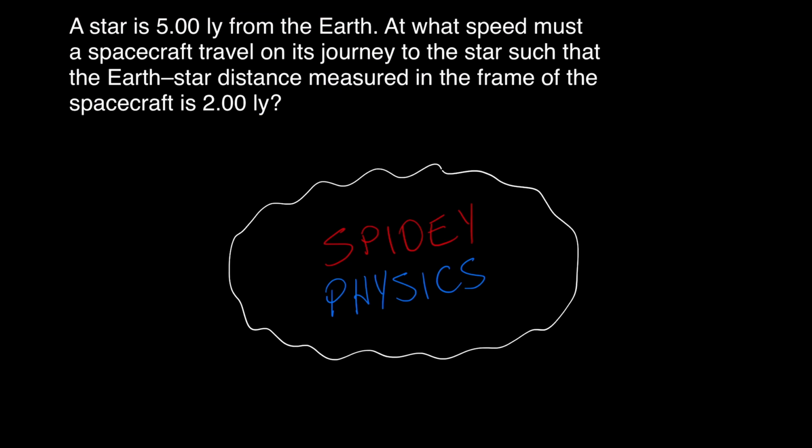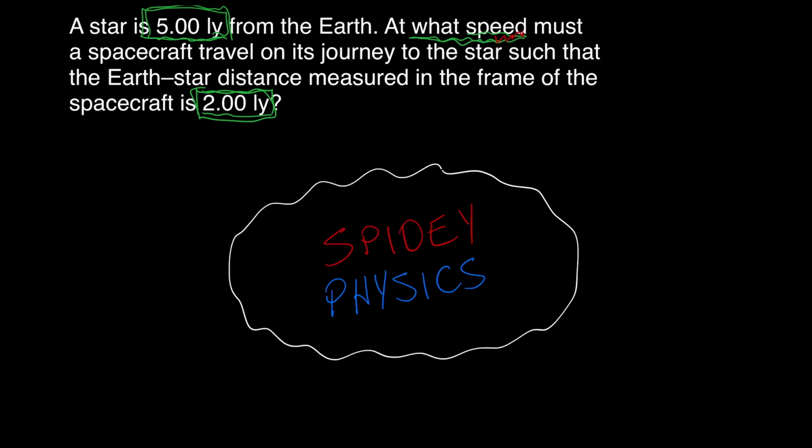A star is 5 Ly from the Earth. Sentence 1. I'm going to circle this number, it's pretty important. At what speed must a spacecraft travel on its journey to the star such that the Earth-star distance measured in the frame of the spacecraft is 2 Ly? So we have 2 Ly and 5 Ly. These are the only two numbers in the word problem, so more likely than not, we're going to be using these. Here is the question: at what speed?